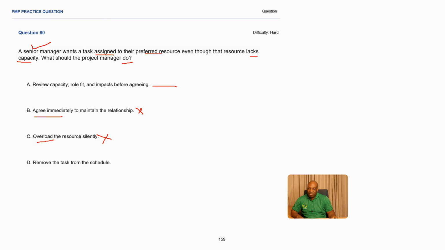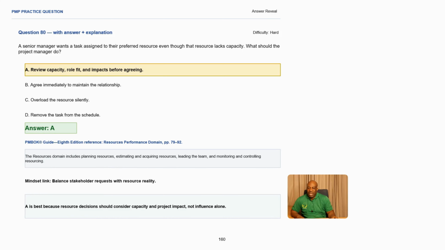Remove the task from the schedule. You don't remove the task. What if the task is going to produce a very important deliverable or create a very important milestone? You don't do that in a project environment. This makes A the best answer in this scenario. You need to review the capacity, the role fit, and the impact before agreeing, because you want to assign this to a preferred resource who is also lacking capacity.